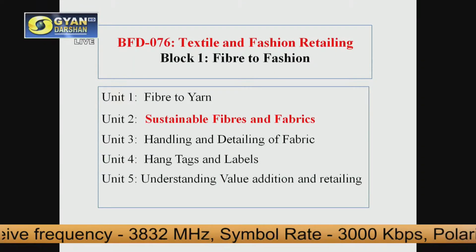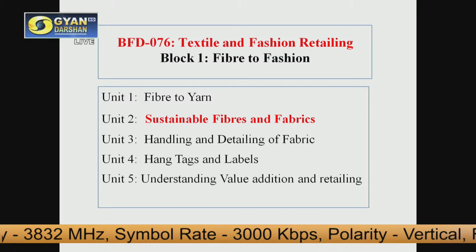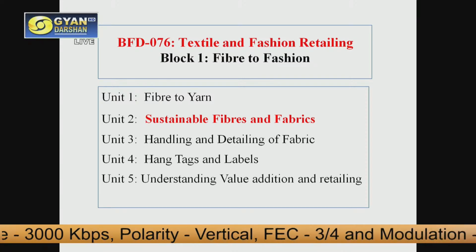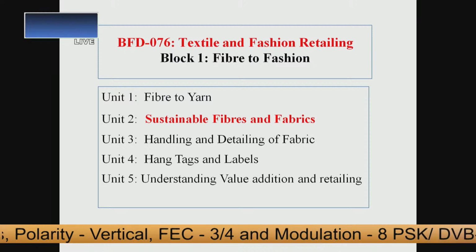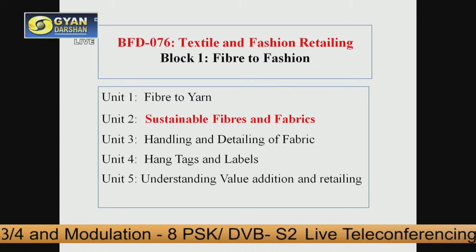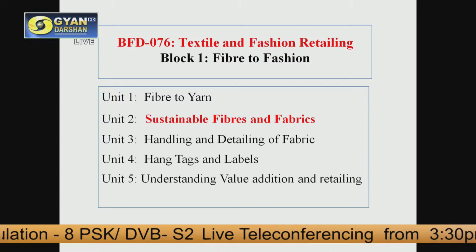Then Unit 2, that we will be discussing in detail today, is Sustainable Fibers and Fabrics. Unit 3 of this block is Handling and Detailing of Fabrics. Unit 4 is Hang Tags and Labels, and Unit 5 is Understanding Value Addition in Retailing. So in this Block 1 you have to study 5 units.